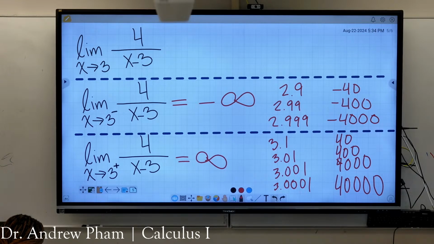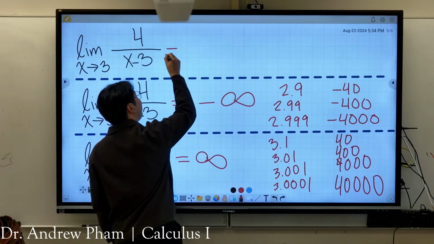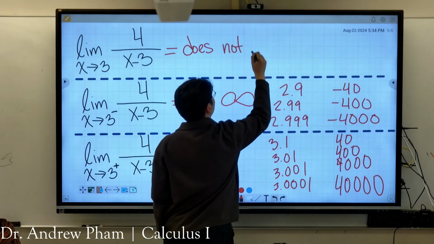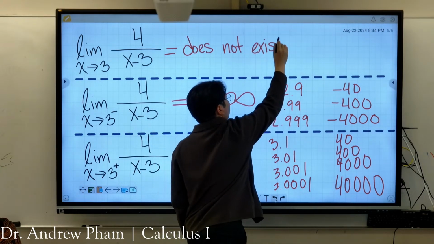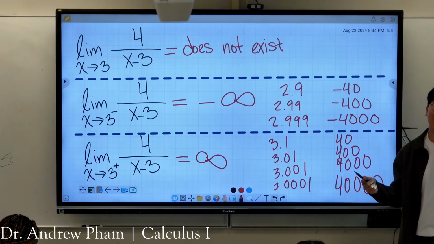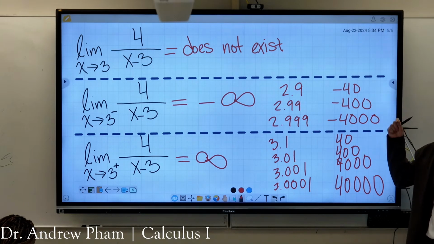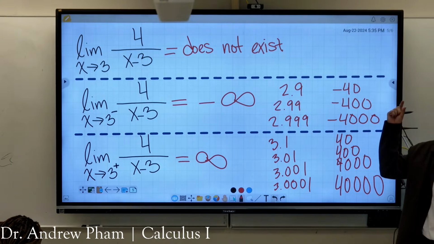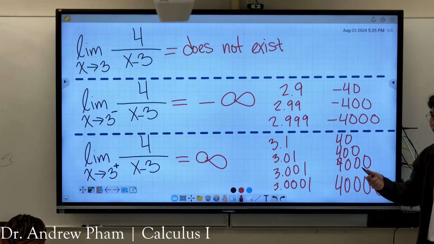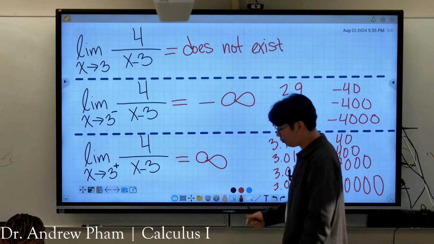So even though it's a little bit of a weirder answer, what does this mean for my two-handed limit? It does not exist. Why not? The sides do not agree. It does not exist, because one is a positive infinity, the other one's a negative infinity. Remember I said if I want my two-handed limit to exist, my left and right had to be exactly the same. I don't care that they both have infinity. They're not exactly the same. One's positive, one's negative.